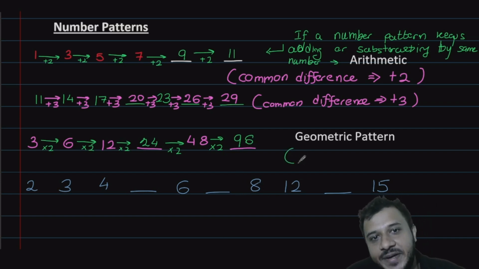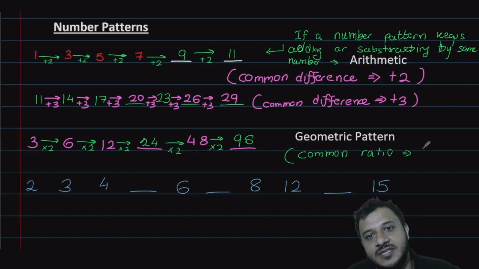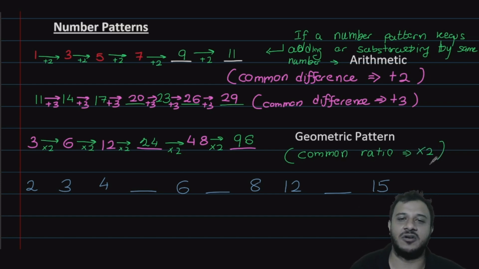In a geometric number pattern, this times by 2, we call it the common ratio. What do we call it? We don't call it common difference, we call it common ratio. Common ratio is times by 2. Keep that in your mind, but it's not important.